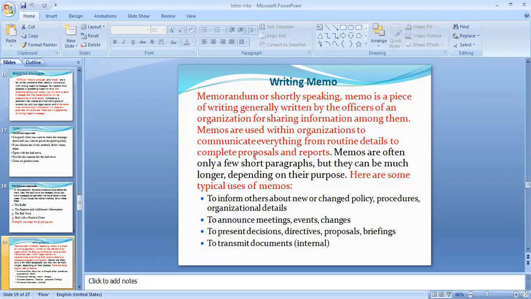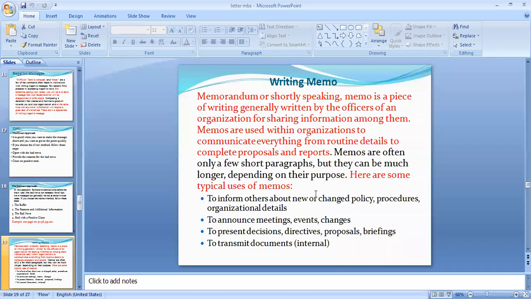In a memo, sometimes we write a long memo and sometimes a very short memo. It depends on the purpose, the content, and the condition, meaning why you are writing a memo. To inform about any event or news, you write a short memo. If you are writing a memo about a project to the group, then you may write a long memo. That depends on the situation and subject matter.